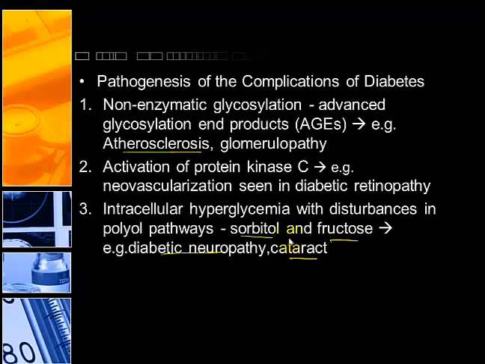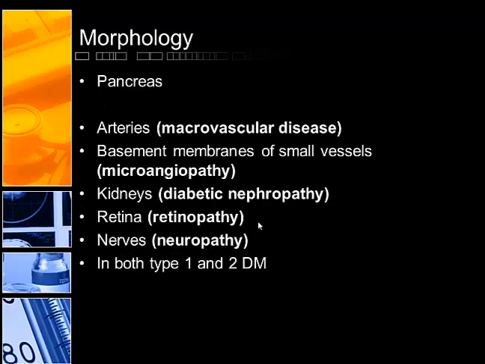So all these complications of diabetes are basically having some kind of a biochemical process going on behind them. So we have to understand why there is atherosclerosis. It is because of AGEs. Why there is neovascularization in diabetic retinopathy, which is because of activation of protein kinase C. Why there is cataract in patients suffering from diabetes, because of intracellular hyperglycemia, which is going to activate the polyol pathways and will cause production of sorbitol and fructose inside the cells.